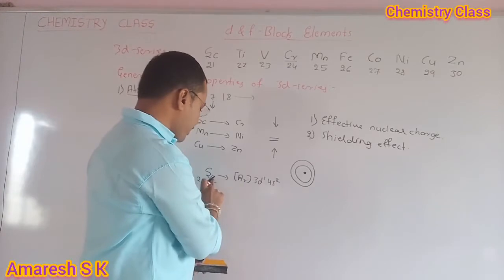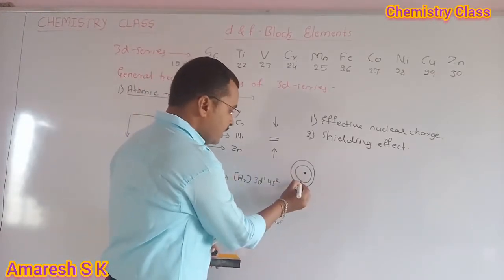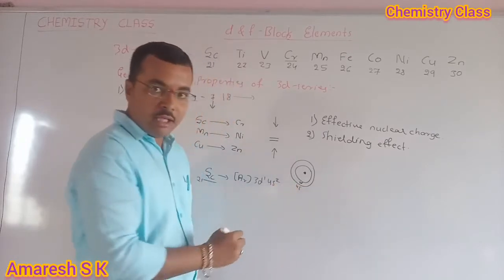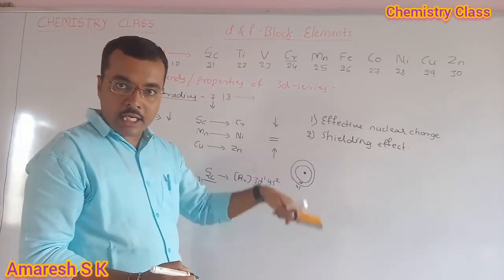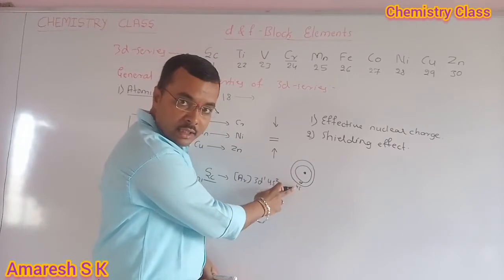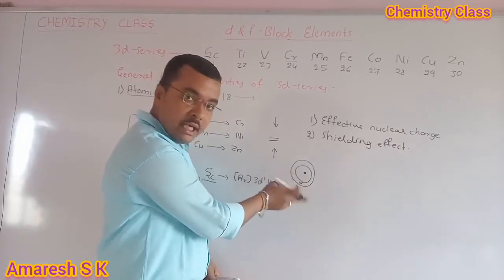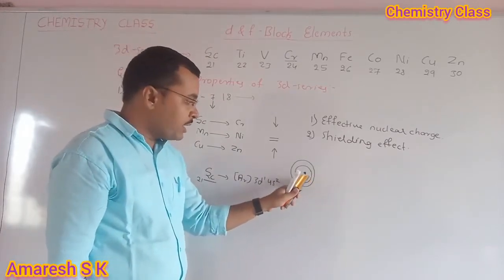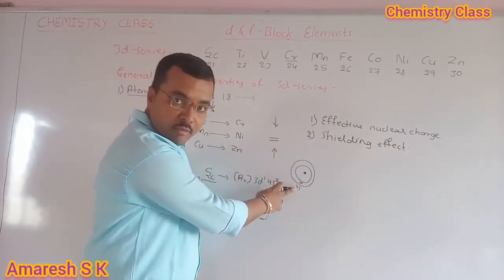Next, here in scandium, consider this is a 3d atomic orbital, this is a 4s atomic orbital. 4s is the higher atomic orbital, hence it can be written in the outermost shell, and 3d is the innermost shell. Like that I have written here 3d series and 3d atomic orbital. This is the 4d atomic orbital.